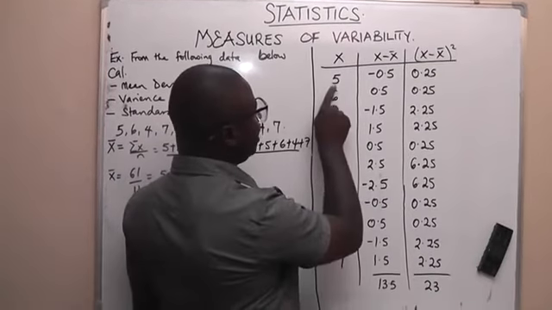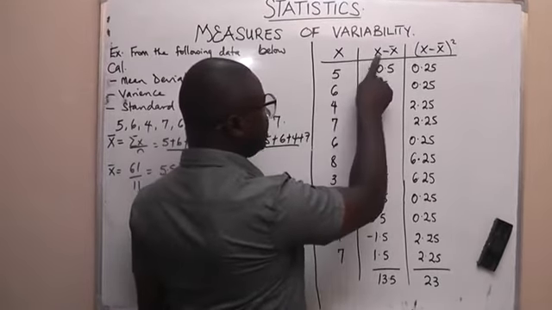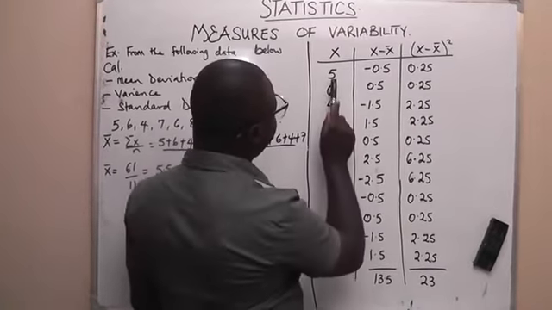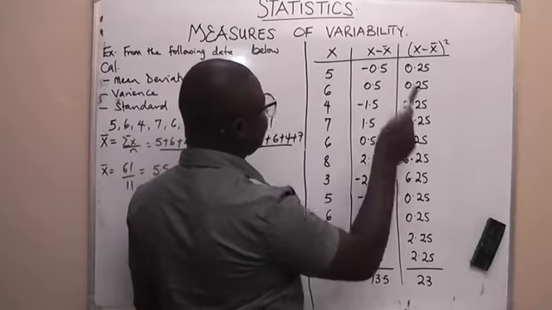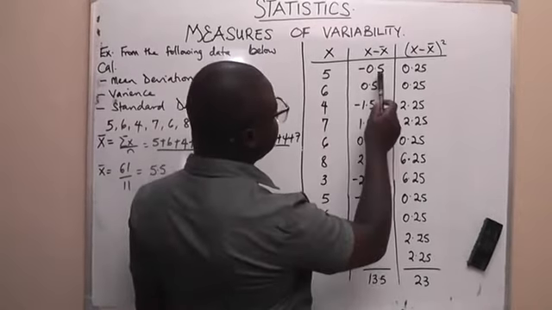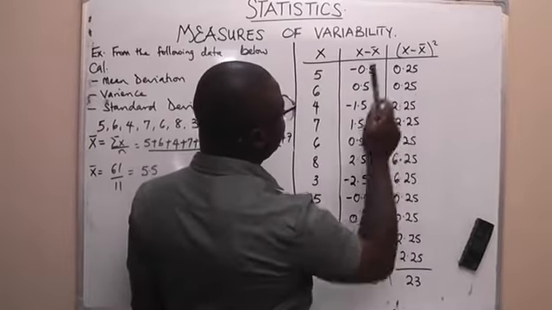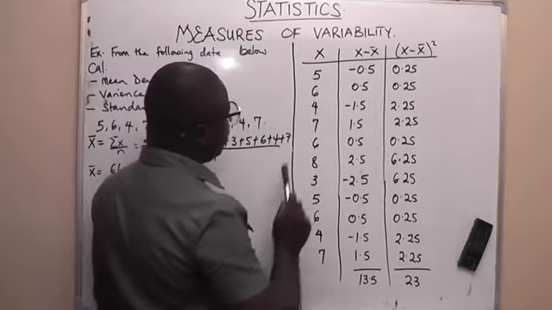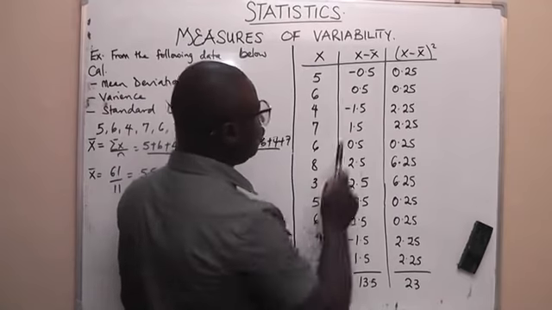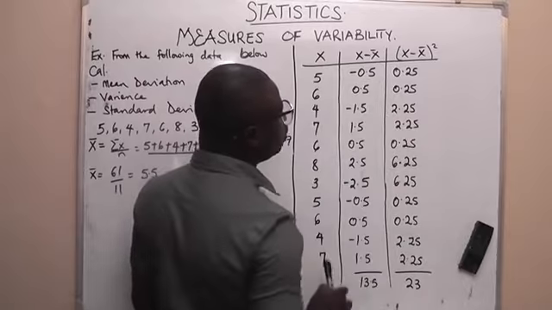So if you subtract 5.5 from 5, your x here is 5 and your mean is 5.5. So 5 minus 5.5 will give you minus 0.5. Then if you square this answer, minus 0.5 times minus 0.5, it will give you 0.25. Then here, you have the same thing. 6 minus 5.5 will give you 0.5. If you square your answer, you have 0.25 again.